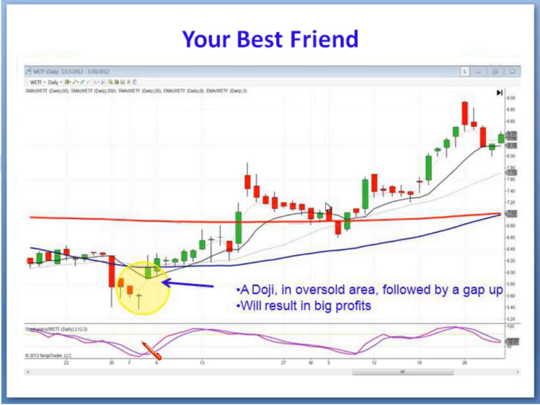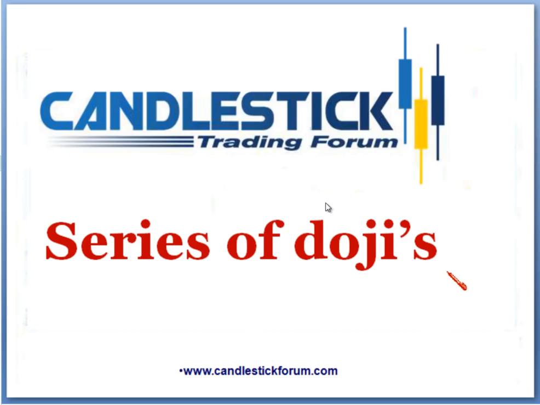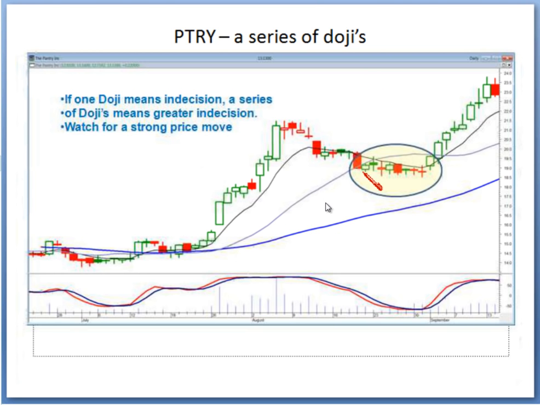Anytime you see a doji in the oversold area followed by a gap up, that not only tells you that you're going to be in an uptrend, but you're usually going to be in a very strong uptrend. So it's very easy to get your entry strategy put into place, knowing that you're in the right place at the right time, and you start seeing a bunch of dojis. That's what we're looking for, is the confirmation.